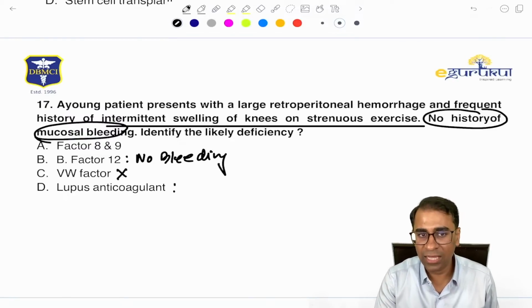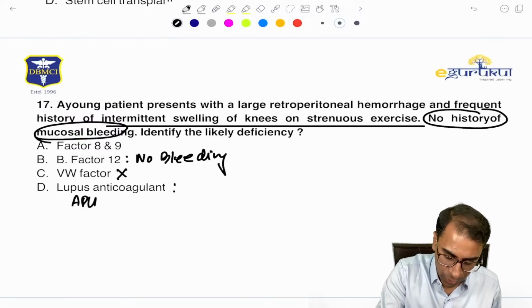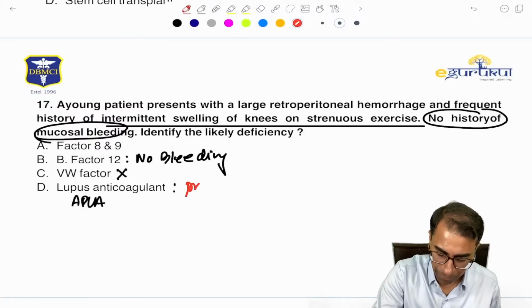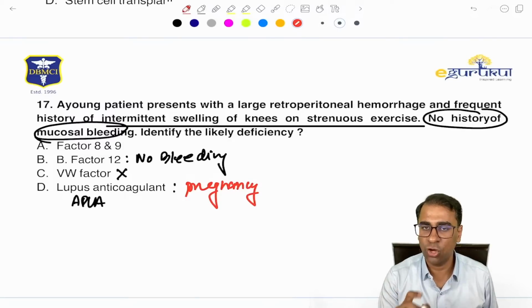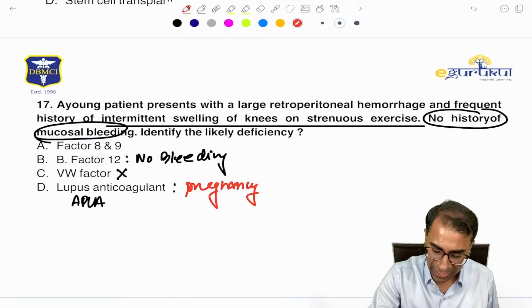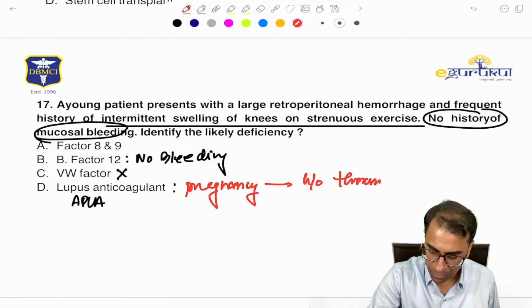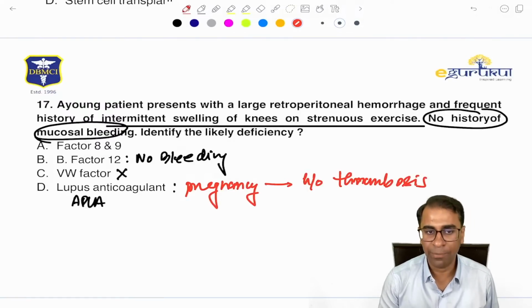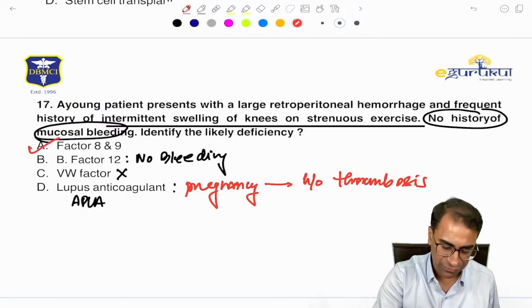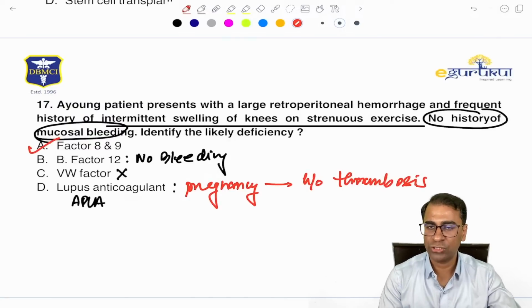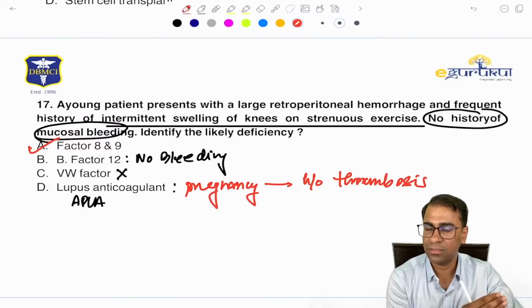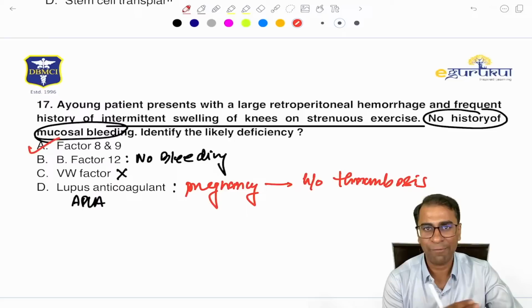You must only answer lupus anticoagulant or APLA if you get a history of pregnancy, and that case presenting with a history of thrombosis. Then only you must mark APLA or lupus anticoagulant. Here the answer is factor 8 or factor 9. It points towards hemophilia. Remember, in hemophilia you will get two histories: one is joint swelling and hemarthrosis, and the other is muscle bleeding, called a muscle hematoma.